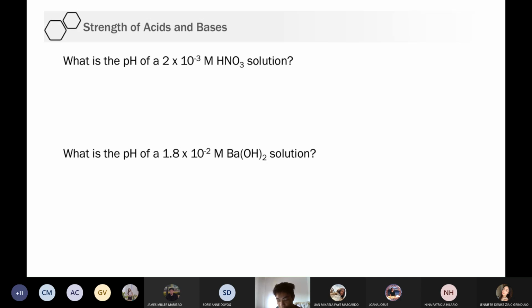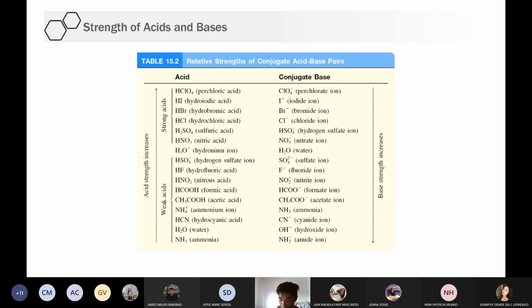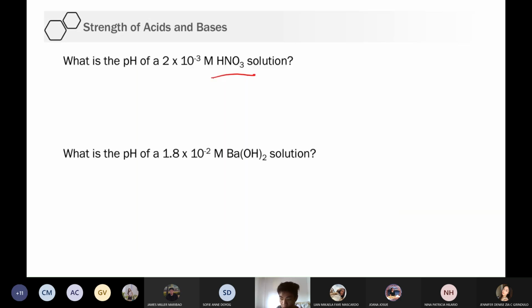Number 1: What is the pH of a solution of 2 times 10 raised to negative 3 molar HNO3 solution? Remember, nitric acid is a strong acid. So if you want to determine the pH of that acid, ang kailangan mo lang gawin is ganito. You write down the equation. HNO3 will produce H plus and NO3 minus.